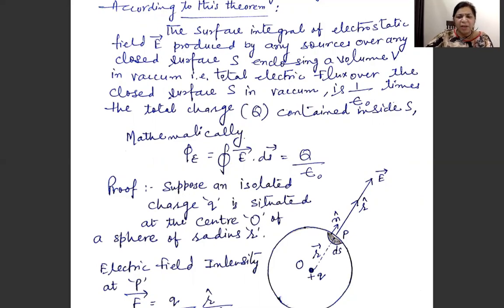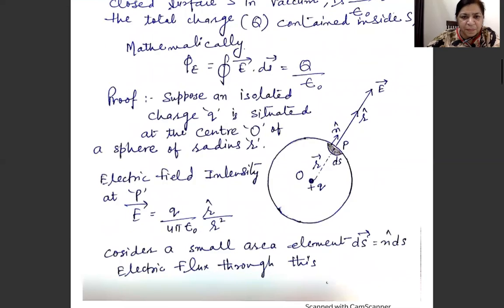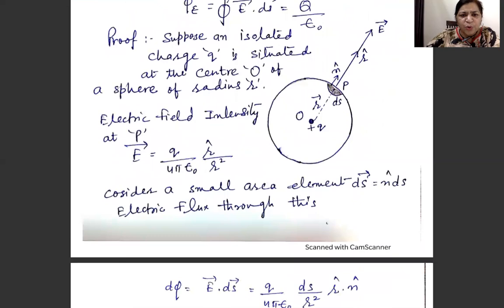And as we have done already, flux is equal to what? That is the surface integral of the electric field intensity. So the complete mathematical representation of the Gauss theorem will be that electric flux is equal to the surface integral of the electric field intensity, and that is equal to charge by epsilon naught. We can also prove this theorem.